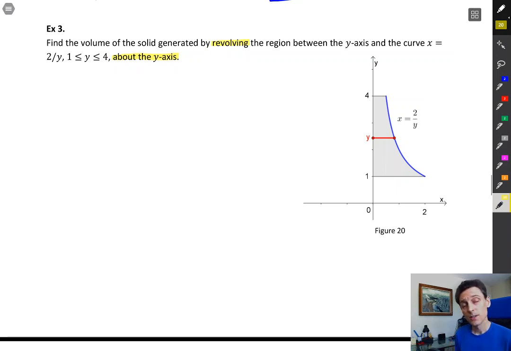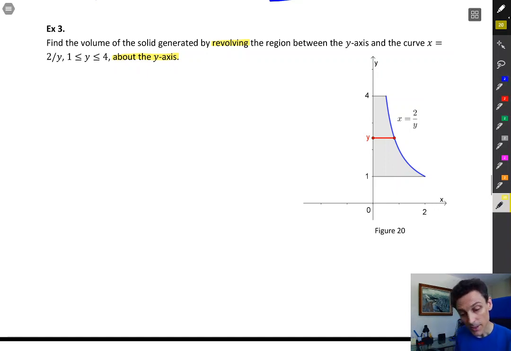This is in contrast to example 2, where we were told exactly what the cross sections were. In that case, we had isosceles right triangles. But here, we're told that we're generating this solid by revolving a region about an axis, and that process of revolving is what's going to make these circular cross sections.